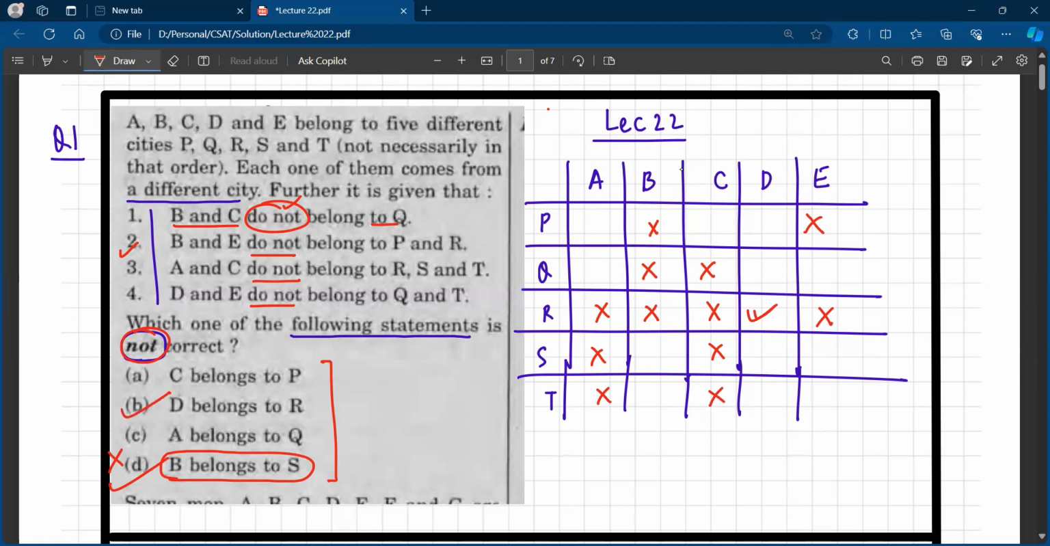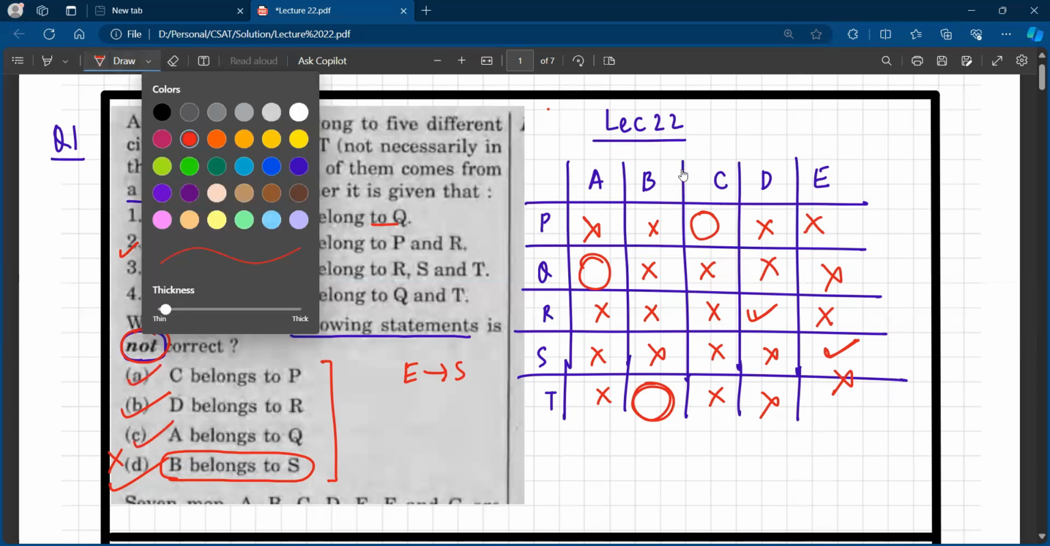Next is D and E do not belong to Q and T. So D will not be here. And E does not belong to Q and T. So E belongs to S. Here E is not being discussed, but E belongs to S. C belongs to P. If C belongs to P, then A won't come here. It's like Sudoku. You're going to solve it. This will not come here either. B belongs to T and A belongs to Q. A belongs to Q is correct. C belongs to P is also correct. Got it?